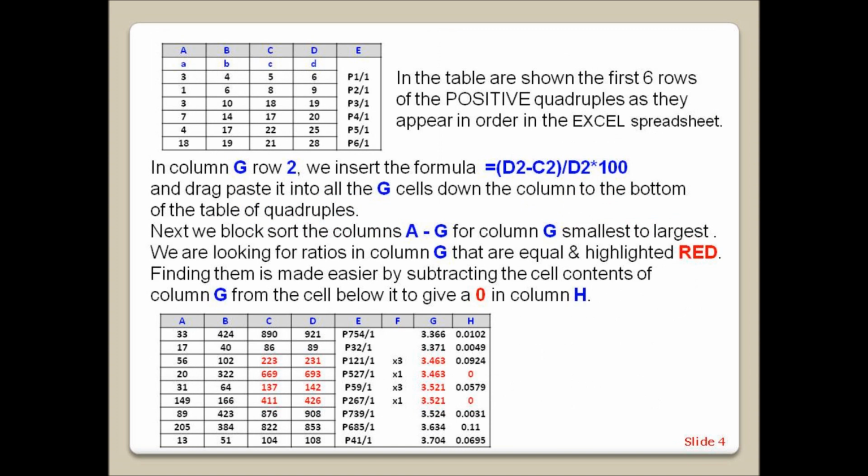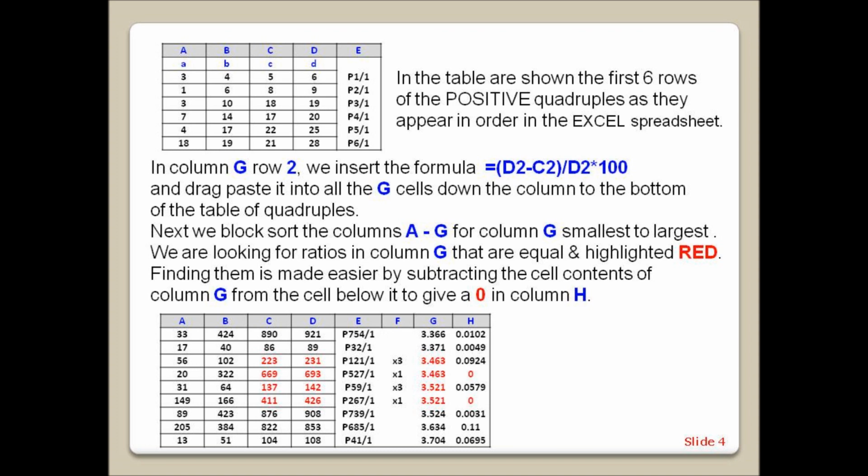In the table are shown the first 6 rows of the positive quadruples as they appear in order in the Excel spreadsheet. In column G, row 2, we insert the formula equals bracket cell D2 minus cell C2 close bracket, all divided by cell D2 times the scalar 100, and drag paste it into all the G cells down the column to the bottom of the table of quadruples.